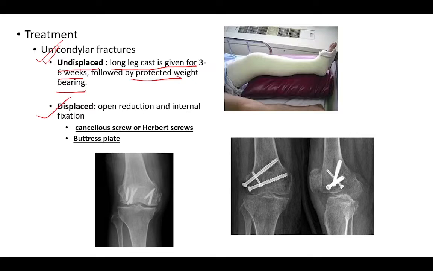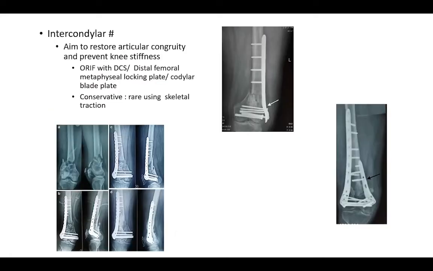For displaced fractures, open reduction and internal fixation is always the choice. This can be done either using cancellous screws or Herbert screws. Herbert screws are a special type of screws which do not have a head. Alternately, a buttress plate can also be used. For intercondylar fractures in which the joint is disrupted, the aim is to restore articular congruity and prevent knee stiffness.